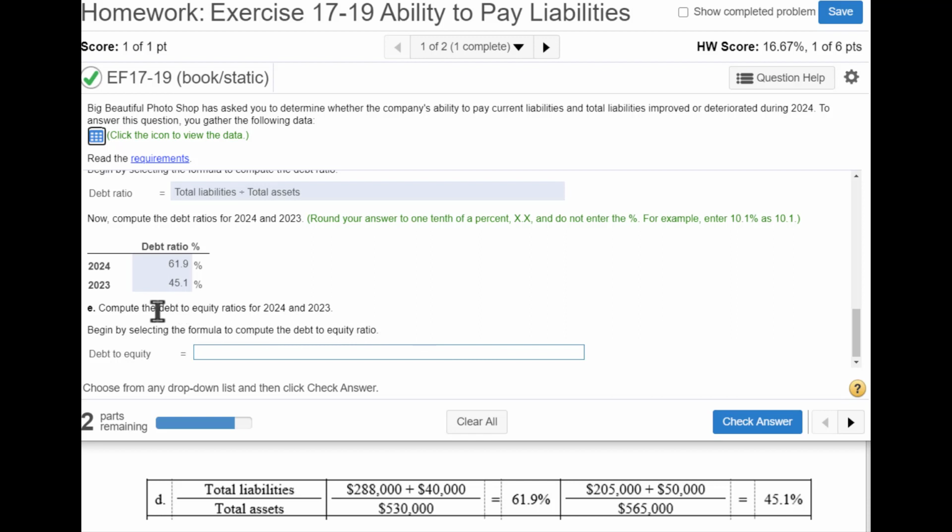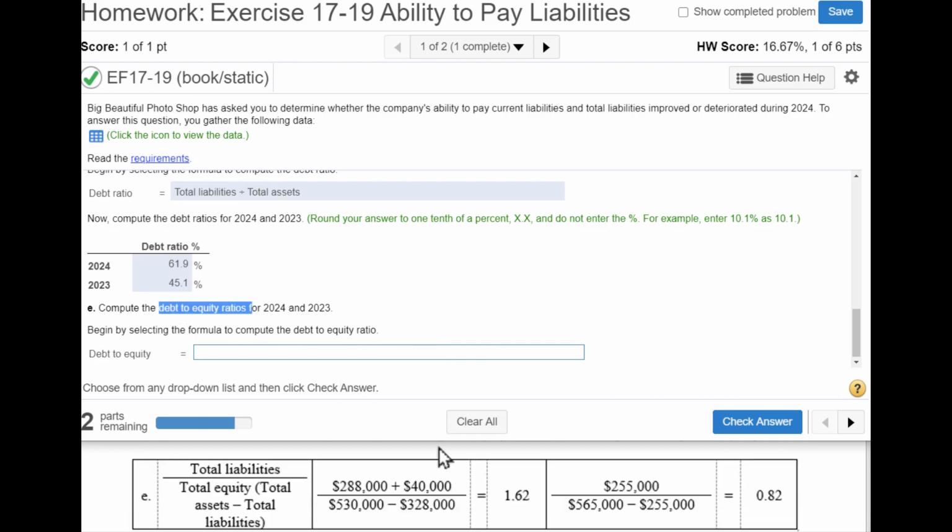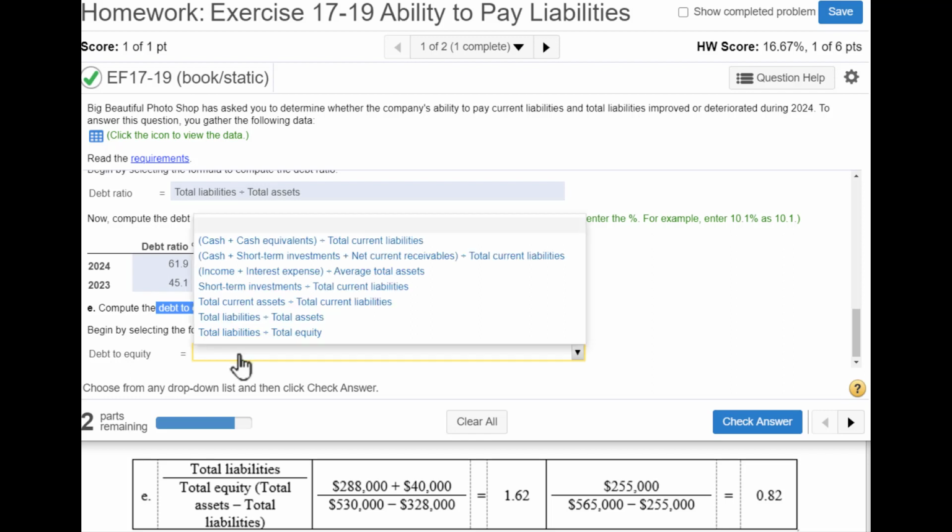And then we're going to calculate our debt to equity ratio. Our formula for that is total liabilities divided by total equity, just like it says. Debt, which is liabilities, to equity.